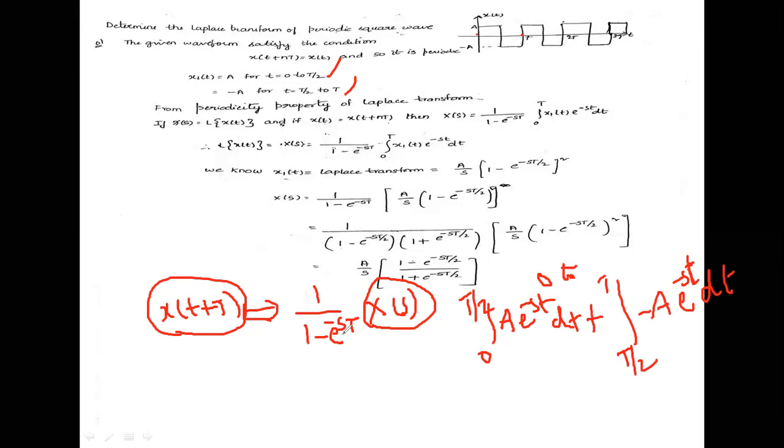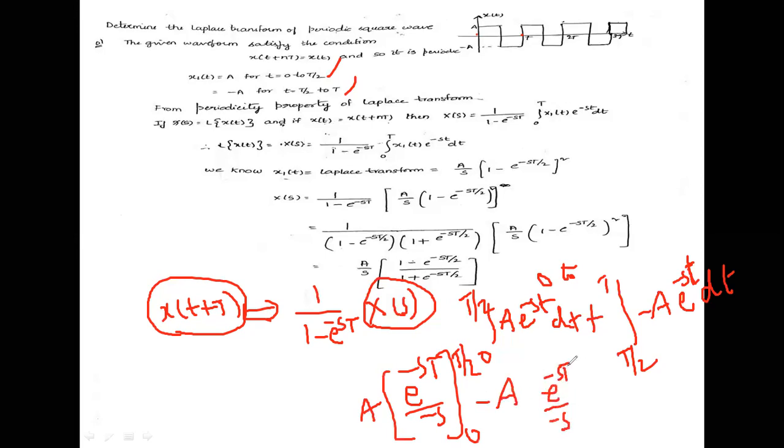Within that, you multiply with 1 by e power minus st. This is only for the X of s. So e power minus st by minus s, with upper limit t by 2 and lower limit 0, and a is multiplied here, and then minus a into e power minus st by minus s, with upper limit t and lower limit t by 2.